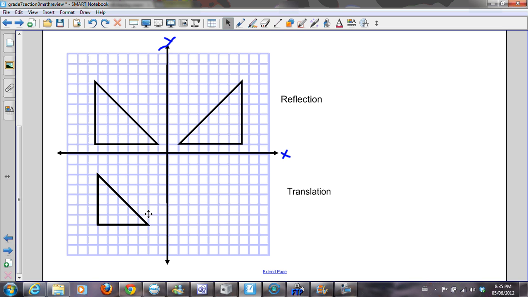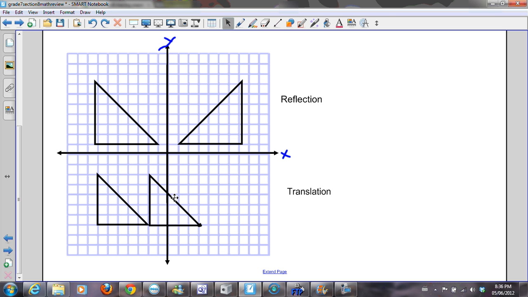So I'm going to start with the translation, and I'm going to shift this whole shape over 5 blocks. So if I shift it over 5 blocks, this point right here should go 1, 2, 3, 4, 5. It should end up right here. So let's see what happens. I'm going to shift 1 block, 2 blocks, 3, 4, 5 blocks to the right. So that is a translation of 5 units to the right.